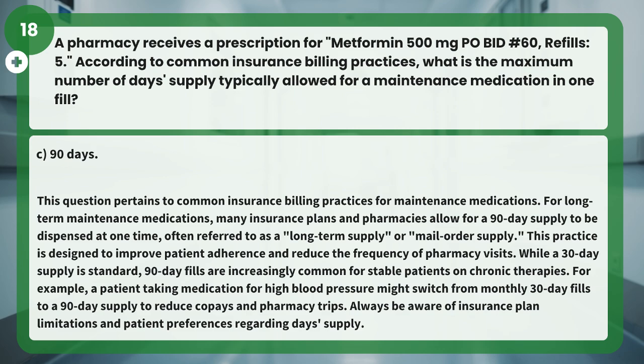While a 30-day supply is standard, 90-day fills are increasingly common for stable patients on chronic therapies. For example, a patient taking medication for high blood pressure might switch from monthly 30-day fills to a 90-day supply to reduce copays and pharmacy trips. Always be aware of insurance plan limitations and patient preferences regarding days supply.